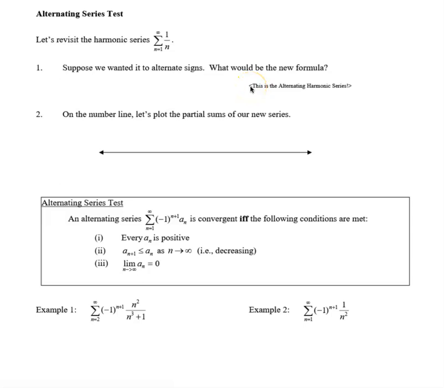It's time to learn a new test. This one is called the alternating series test. And we're going to start by revisiting the harmonic p-series, which is 1 over n, which of course we know to diverge. But suppose we wanted to alternate the signs.